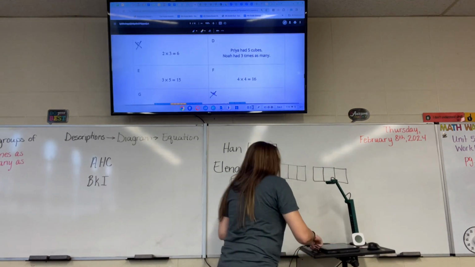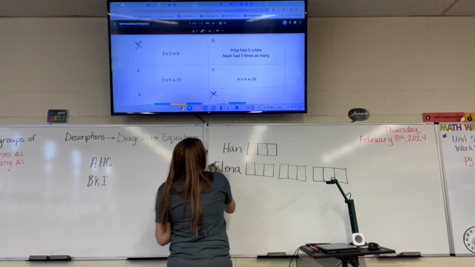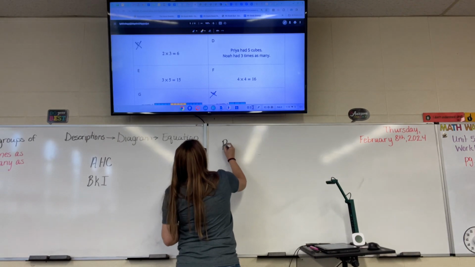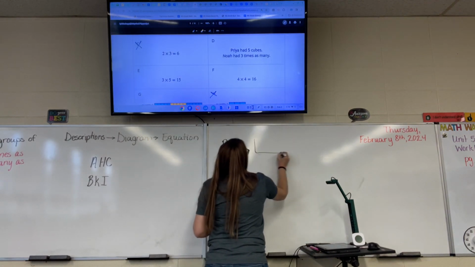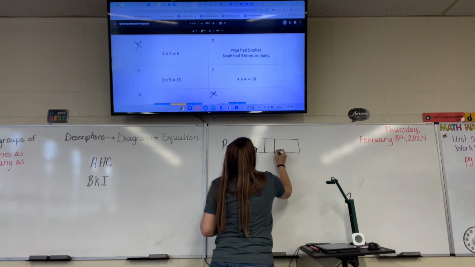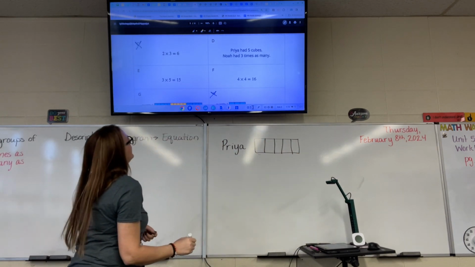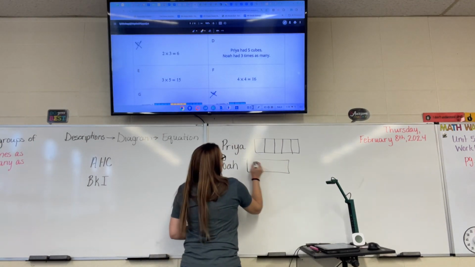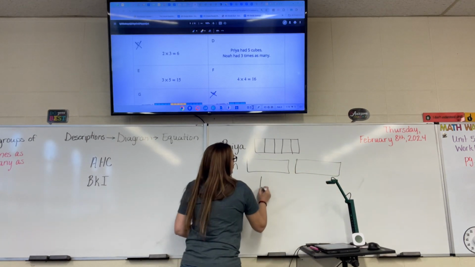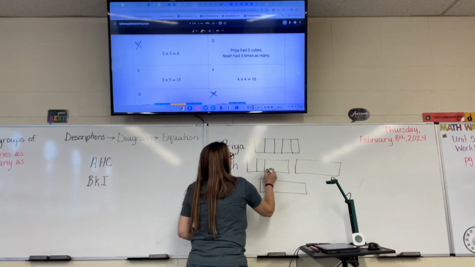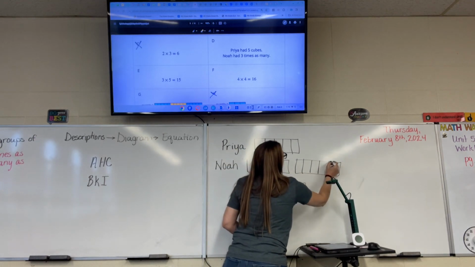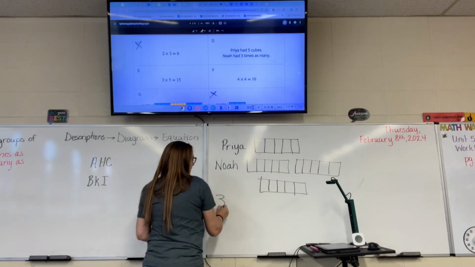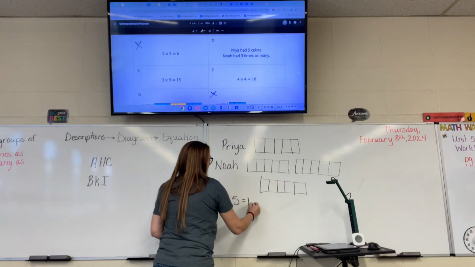Next, we have Priya has 5 cubes. So I'm going to write Priya, and then show 1, 2, 3, 4, 5. And then Noah has 3 times as many. So Noah has 1, 2, 3 groups of 5, right? So how many blocks does Noah have? 15. Because 3 groups of 5 is 15.